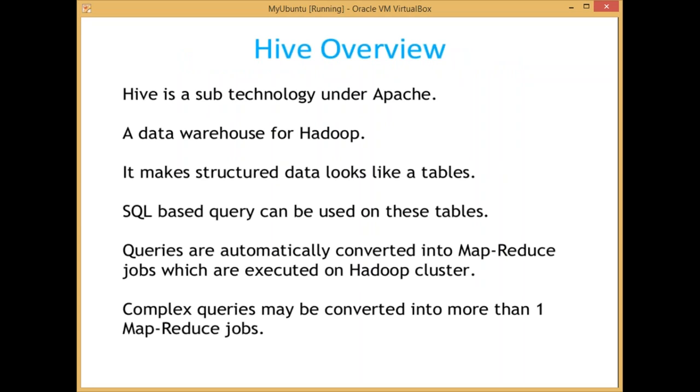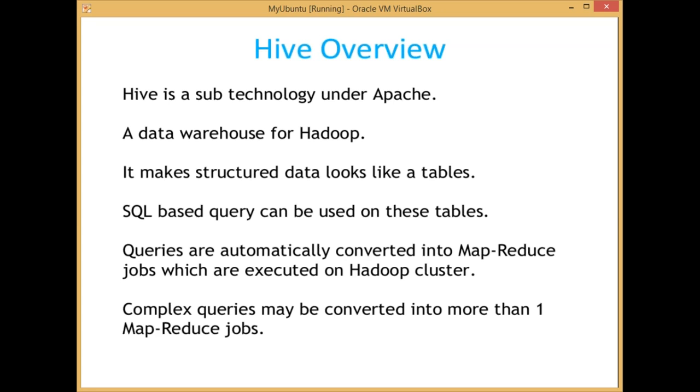So Hive is a sub-technology under Apache, a data warehouse for Hadoop. It makes structured data look like a table. What do you mean by looks like a table? Are they not the real table? No. If I compare with RDBMS, in RDBMS data is looking like a table and data is actually stored in a table. But if I talk about Hive, data is looking like a table, that's true, but it's not actually stored in a table. Instead, it's stored in a text file, and the text file data is looking like a table.